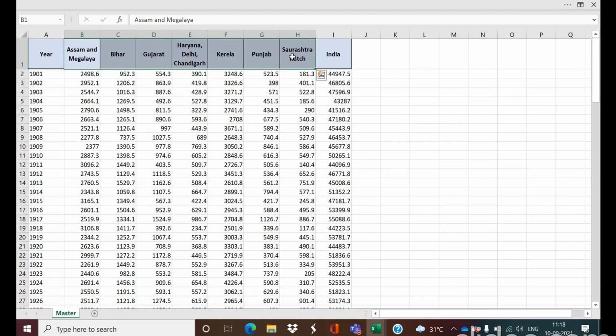So now do one thing. Again, let me divide this exercise into two parts: multivariate data analysis and regression analysis. Dependent variable is India and independent variables are all these contributing parameters. So I will first of all take one multivariate example by taking Assam, Bihar and Gujarat together. So go to data analysis.